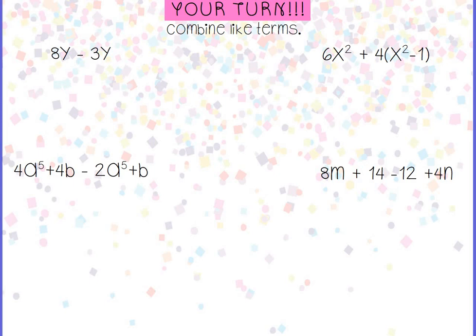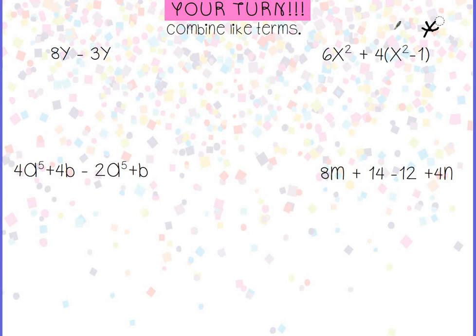All right, so now it's your turn. I want you to identify your like terms and then combine them. It's up to you if you want to. I'm going to go through and first show how you break the parentheses here. Then I'll identify the like terms. Then I'll go through and solve each one. That way you can break it down step by step and check how you're doing.